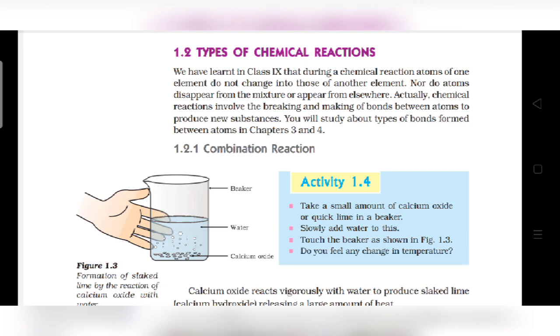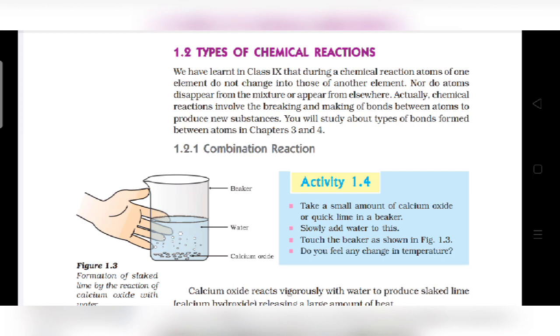Last time we discussed how to balance chemical reactions of chapter 1. Today we'll continue with the next topic, 1.2 types of chemical reactions. In this unit I will teach different types of chemical reactions, and how reactions take place, with suitable examples.